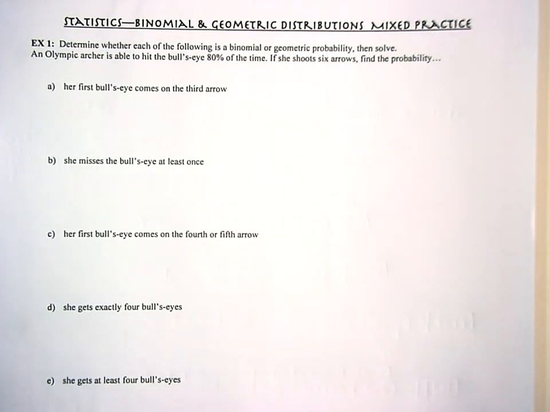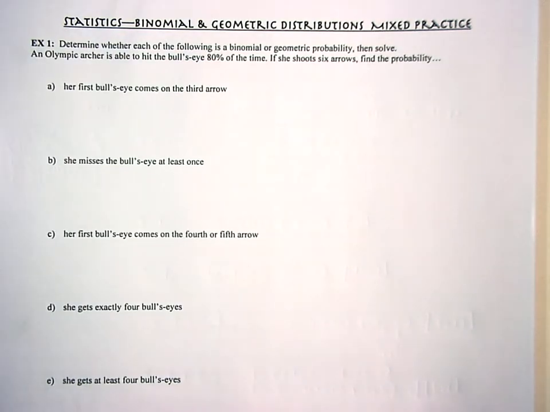So today I'm taking on just a little blended practice, looking at binomial and geometric distributions, kind of wrapped into one big problem. Here's our context. We have an Olympic archer who is able to hit the bullseye 80% of the time. So if she shoots 6 arrows maximum, we want to find each probability.